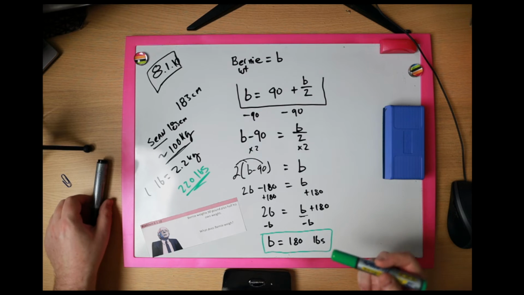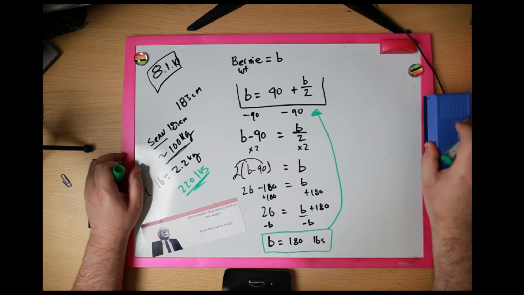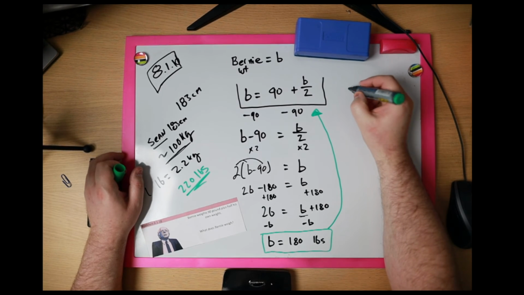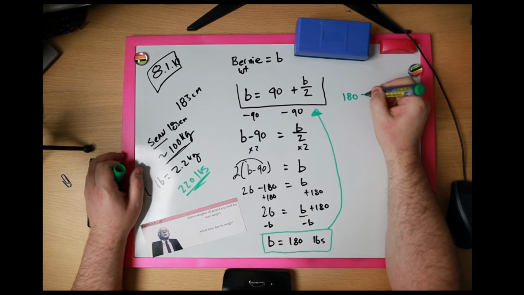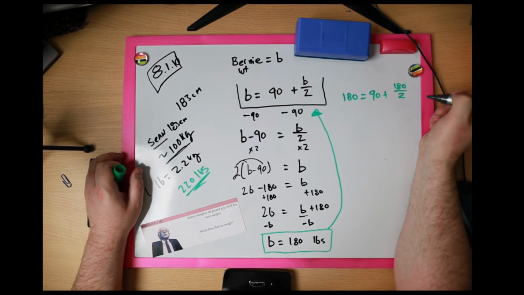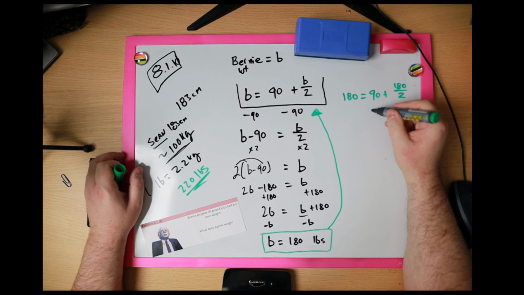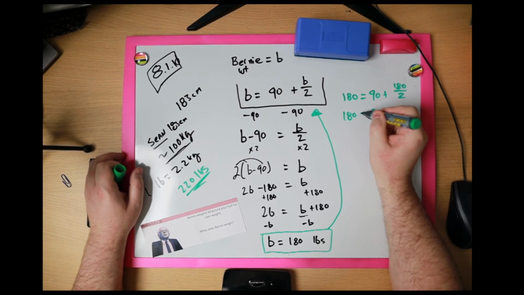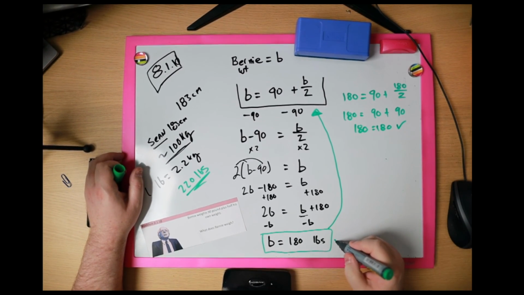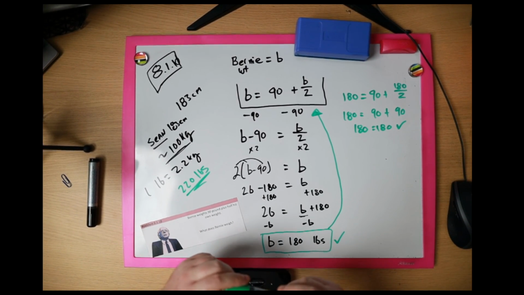Now, the other thing that we need to do is check our work. So what we can do is plug our answer back into the equation and see if we get a number that actually makes sense. So if we plug in b is 180, it would be 180 equals 90 plus 180 divided by 2. Okay, 180 divided by 2, I happen to remember, is 90, and 90 plus 90 is in fact equal to 180. So I would say this answer checks out. It's reasonable, and the math seems to work, assuming we haven't made a series of terrible mistakes.